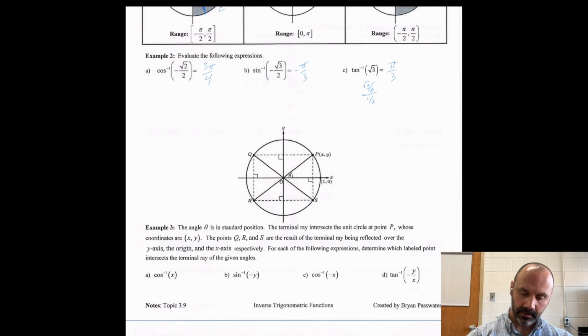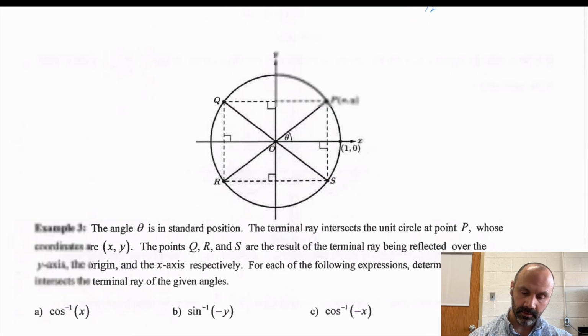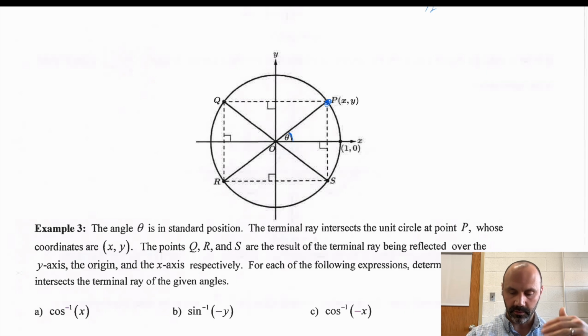Good. So now here, example 3, there's an angle in standard position right there, and we have the point P. Right? We've seen these types of things before. Points Q, R, and S are the terminal ray being reflected again. And so for the following expressions, we want to determine which labeled point intersects the terminal ray of the given angles.